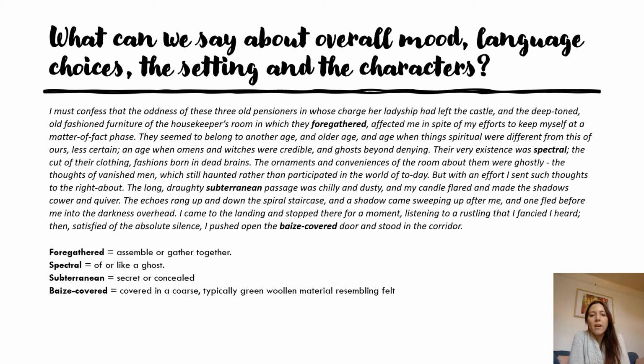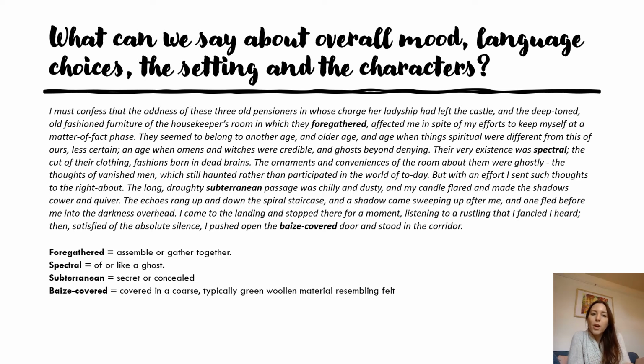So in the words in bold, you will see that there is a little bit of a glossary there for you. So spectral is just another word for ghost, essentially. Subterranean just means secret or concealed. Baize covered is typically a woolen material resembling kind of a felt, and foregathered just means to gather together. So if we unpick this extract a little bit just to get some ideas, then I think that would really help us.